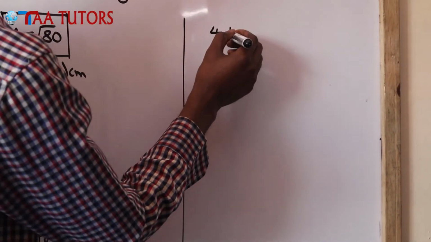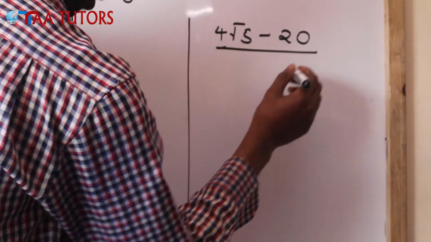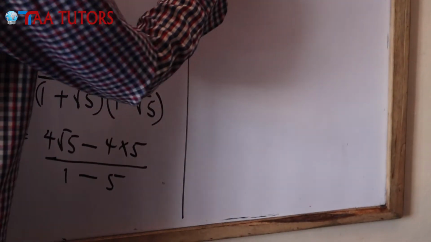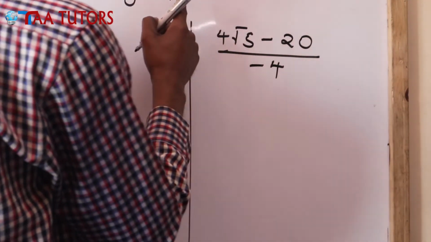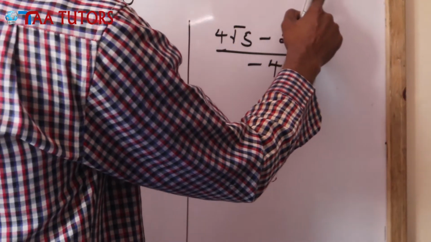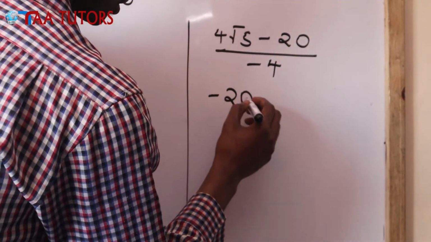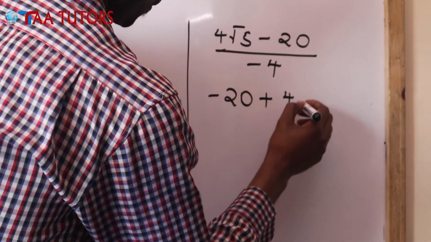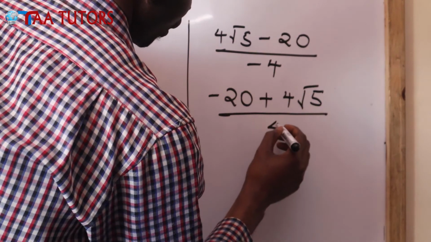So 4 surd 5 minus 20, everything divided by negative 4. So negative 4 there, let me bring them. We are told to write it in the form P plus Q surd 5. So let me bring negative 20 here. It's negative 20 plus 4 surd 5, everything divided by negative 4.